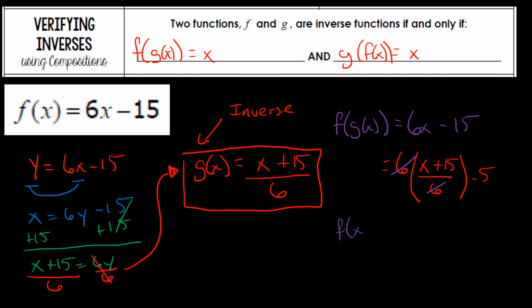So f of g of x would be equal to x plus 15 minus 15. And I realized here on the problem right here that 5 should have been a 15. We combine like terms. These would simplify out. F of g of x is equal to x. And this is a good check. That means that the function itself and its inverse were true. And when we composed one inside the other, we were just left with x.